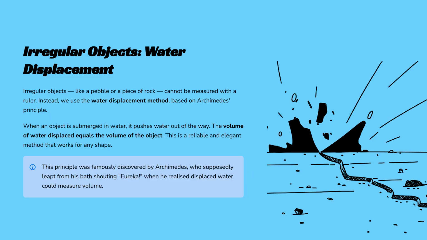For irregular objects, we rely on Archimedes' principle. If an object is submerged in water, the volume of water displaced is exactly equal to the volume of that object. This is a reliable method regardless of the object's shape.